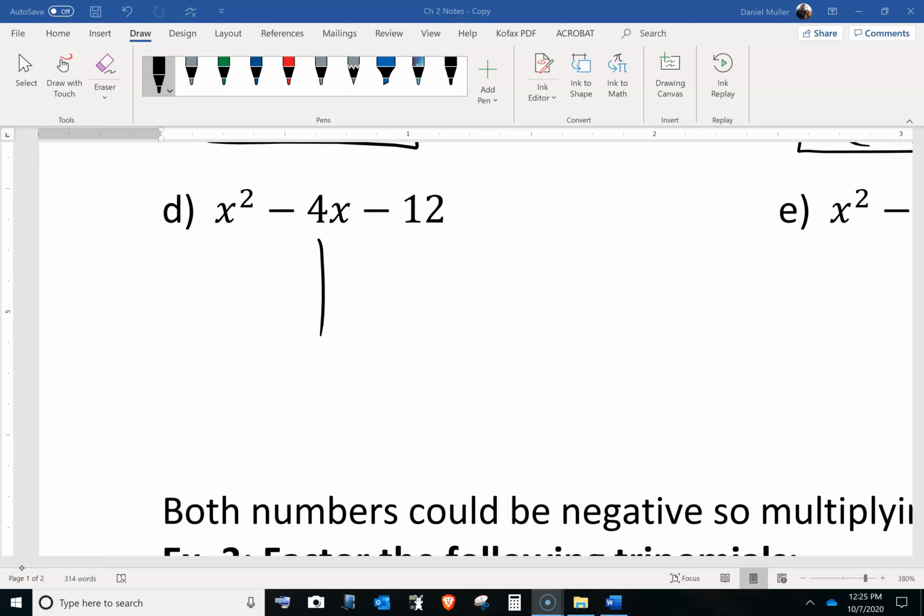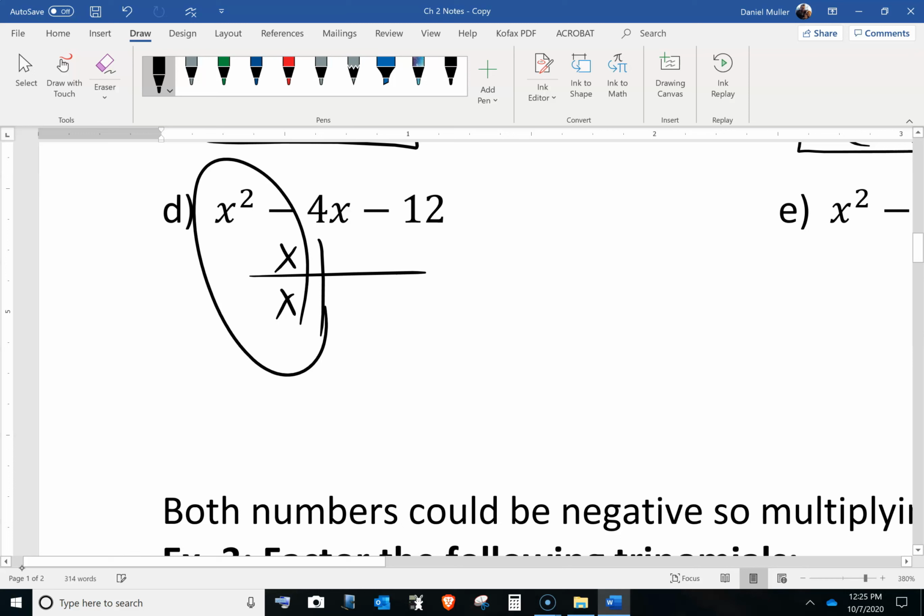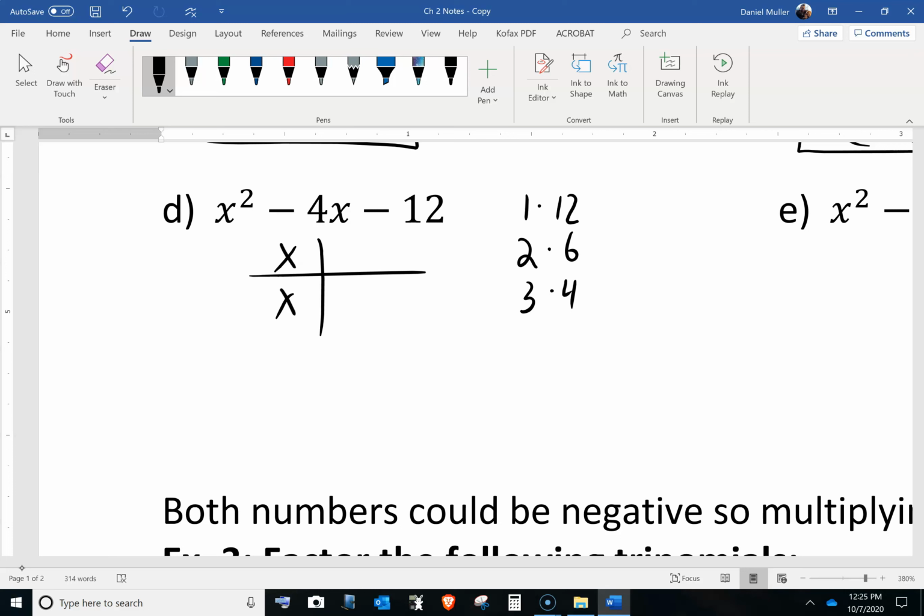Continue on here with D. So I have x times x. That would get me, if I multiplied it, my x squared. And then 12. Okay, well, I got 1 and 12, 2 and 6, 3 and 4. So I'm looking at these numbers and I'm thinking, is there any way to add or subtract these numbers that I could somehow get -4?